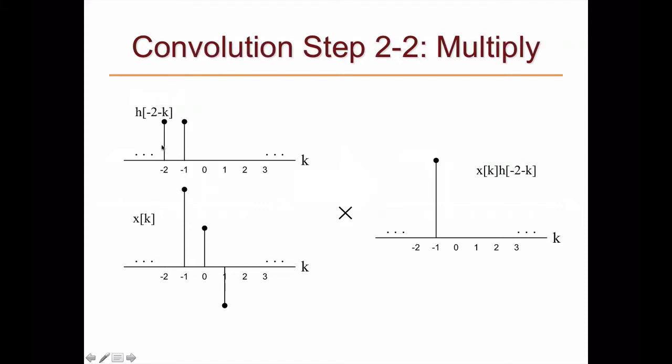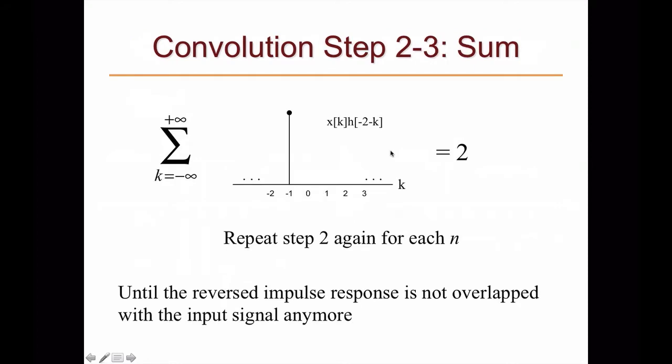When you multiply them together, you multiply them point by point, so sample-wise. That means at the minus 2 point, you get this 1 times 0 equals 0. And at the minus 1 point, you get 1 times something here, equal to this bar. So this is x[k] multiplied by h[minus 2 minus k], because the remaining points are 0. Then by summing this multiplication, meaning you calculate a scalar value, you get the value equal to the height of this bar. Then we repeat this step again for each n.